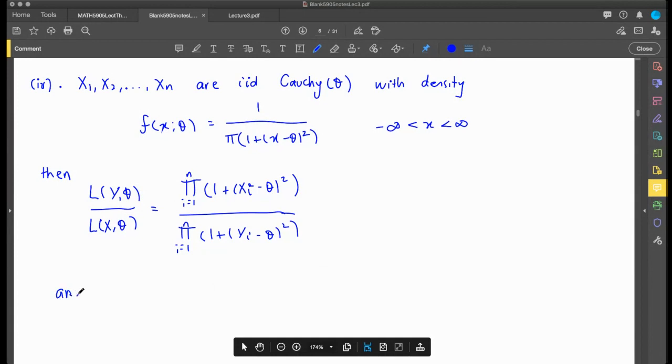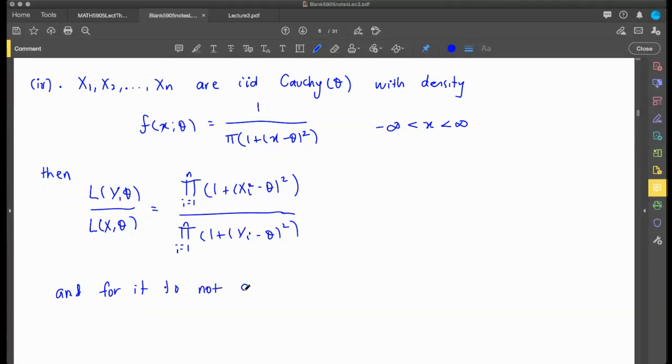Okay, and for it to not depend on theta, what do we need?